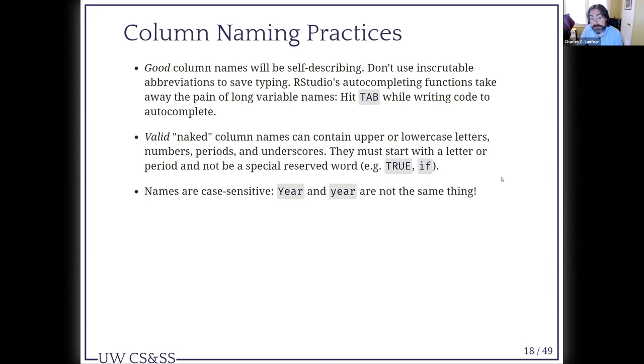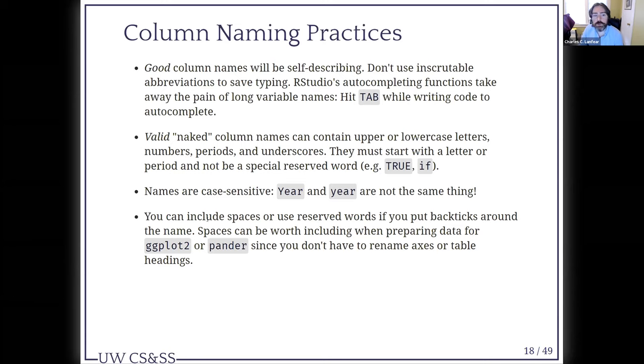Next, names are case sensitive. Year with a capital Y and with a lowercase y are two completely different things. I recommend sticking to all lowercase all the time just for ease. Next, you can include spaces or reserved words in your column names if you put backticks around them. This can be nice if you want them to look nice in ggplot or pandas, and I'll show an example in a minute.